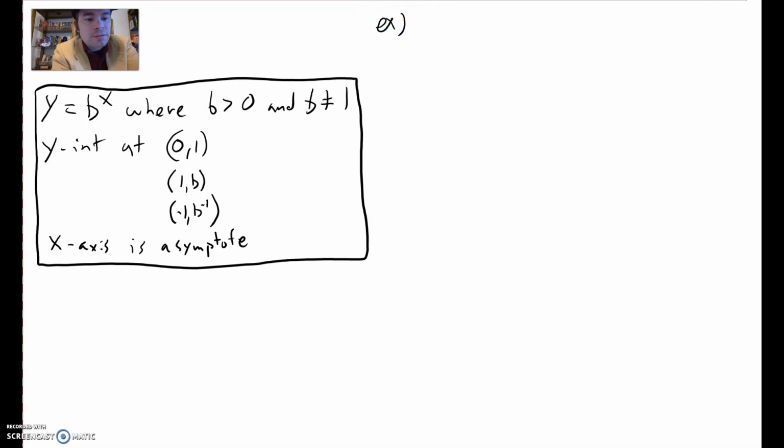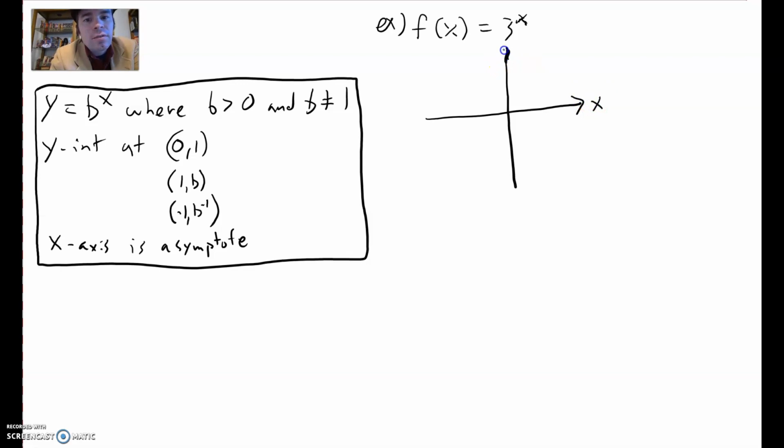The first one is f of x equals 3 to the x. So what we're going to do, just quickly draw some axes. Again, take your time when you draw your axes. Remember, it's important to label the scale. I'm counting by ones here. It's also important to label the axes. I labeled those as x and y. It's important to include your arrowheads to show that this graph continues and these axes continue.